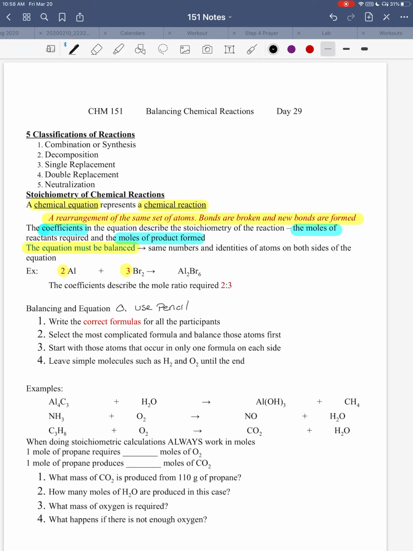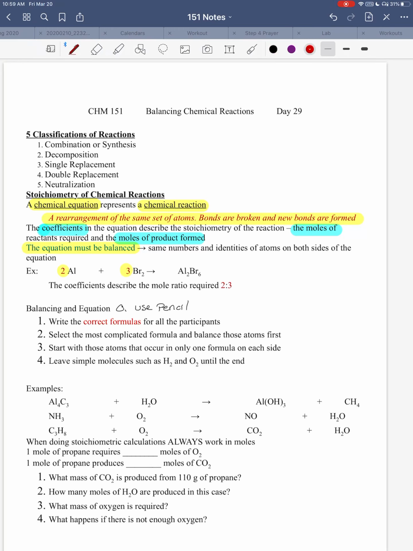Why do we do that? Because if I put something in front of H2 here, or O2, it does not affect any other atom. So let's balance real quick.